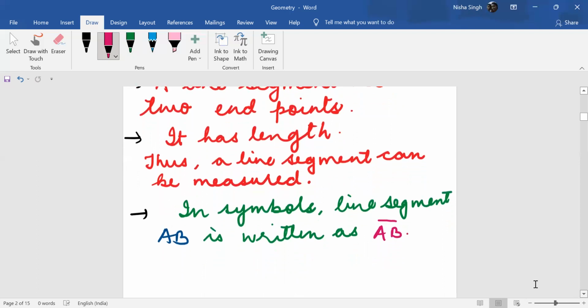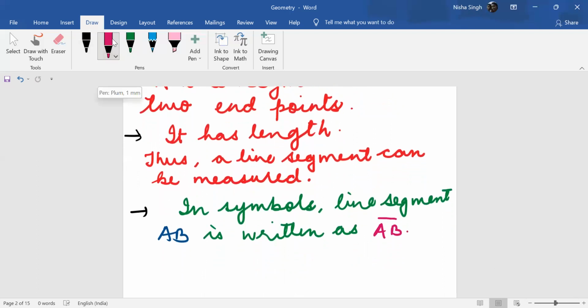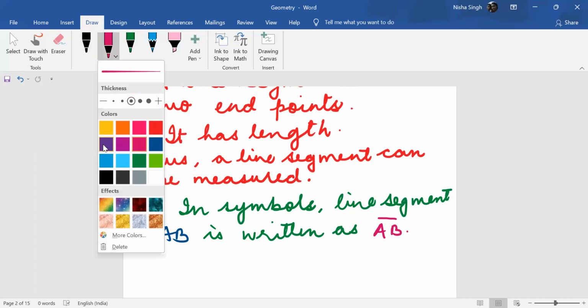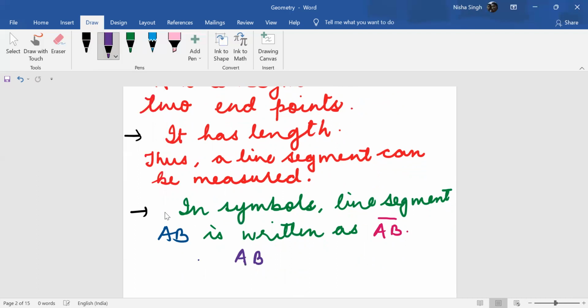And children, one more thing. We can also write line segment AB as AB also. So if AB is written, there is no line above the AB, that will also indicate to line segment AB. But it is not there in your syllabus. It will come in your future classes.